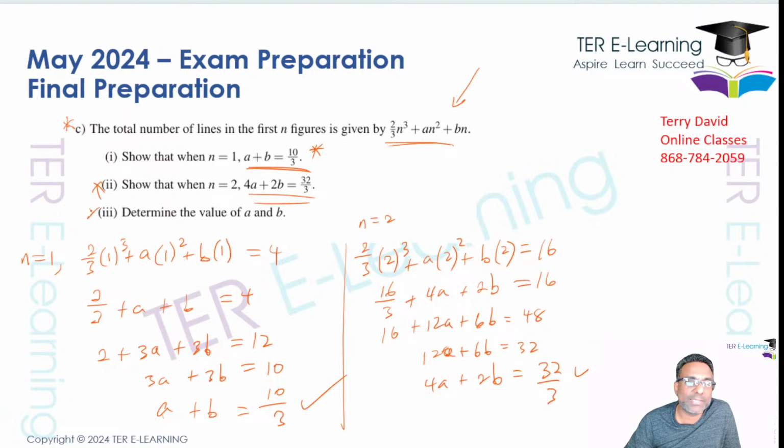And the last part of the question here is to determine the value of a and b. So what you have here are two simultaneous equations. So all you're going to do is solve the pair of simultaneous equations. Let me get a blank sheet here.